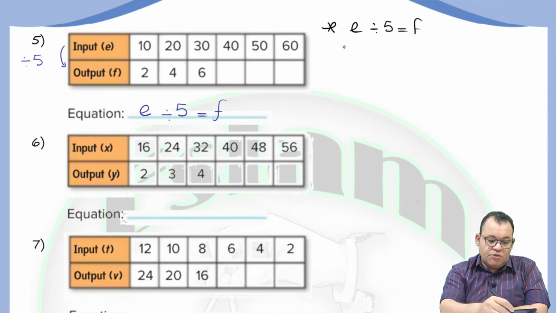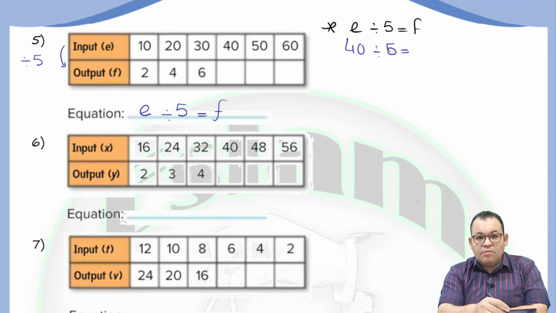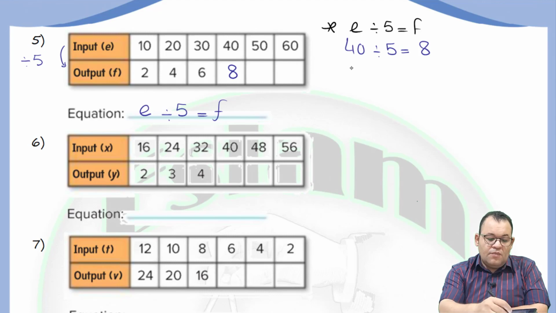Now check for the inputs. When the input equals 40, we need to divide it by 5. What is the number that, when you multiply it by 5, the answer will be 40? You will find that this number is 8. So the output is 8. Now 50 divided by 5 will equal what? I need a number that, when we multiply it by 5, the answer will be 50. You will find that this number is 10. So that will be 10.